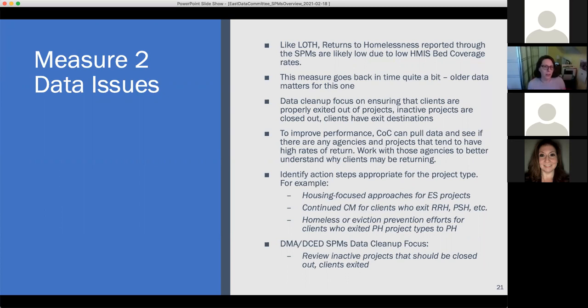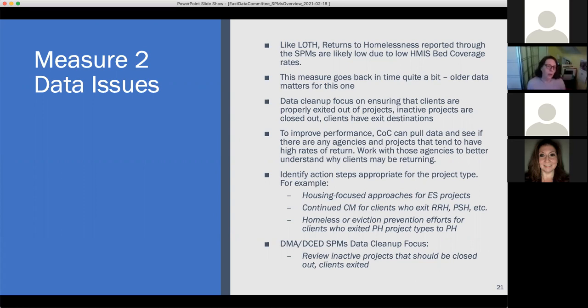And then again, this one is grabbing data from 2 years ago, right? So we need to be aware that we need to continue to clean up old data and be very mindful of the data we are entering now, because that will continue to live with the CoC over the course of the next few years. And one of the things I think we can do on this one is really ensuring that clients are properly exited, wherever possible, that they have an exit destination, and that inactive projects are closed out and those clients are exited.